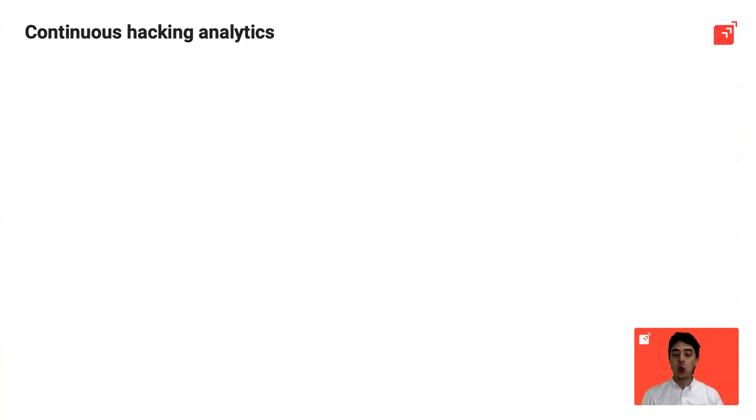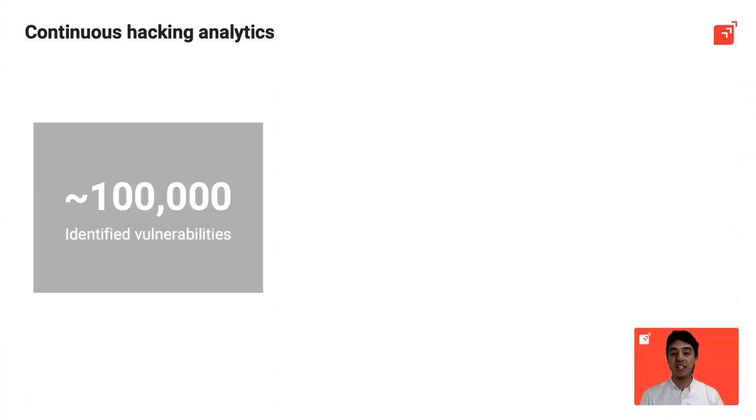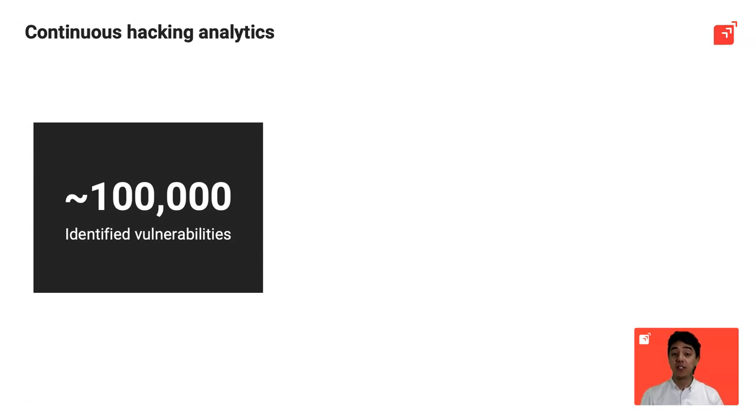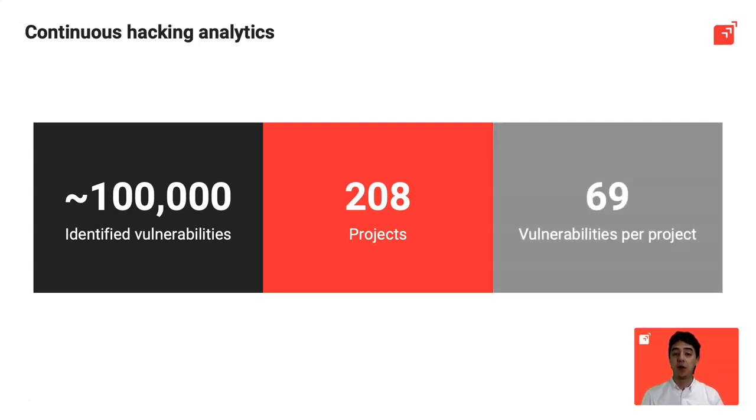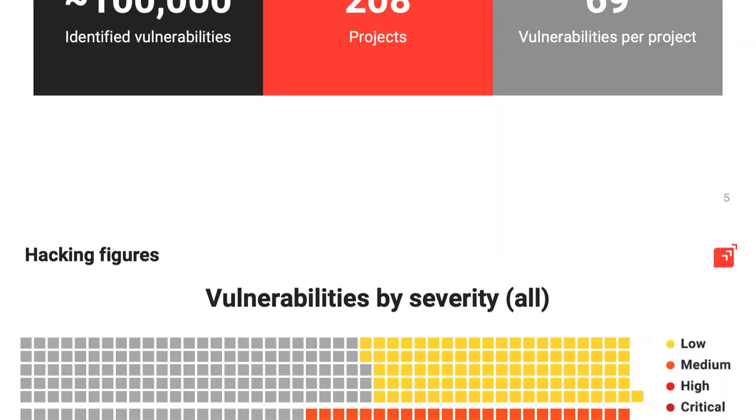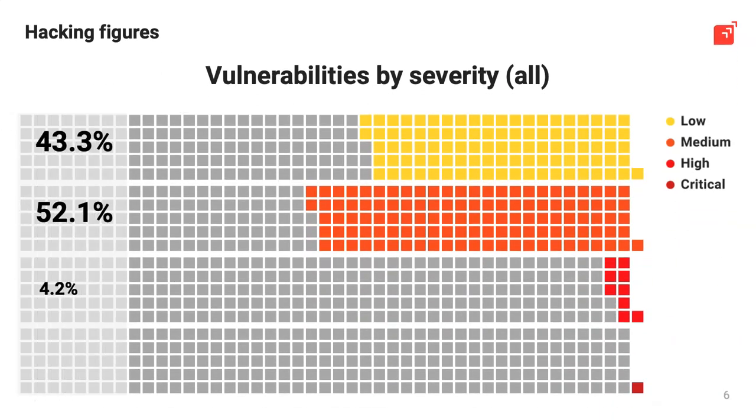From November 2018 to November of 2019, we identified almost 100,000 vulnerabilities across 208 projects. The median number of vulnerabilities per project was 69. Across all weaknesses, severity was distributed as you can see here. Low and medium ones account for the vast majority of vulnerabilities. High and critical ones, in turn, represent almost 5% of the total. This is expected as higher risk flaws are rarer.